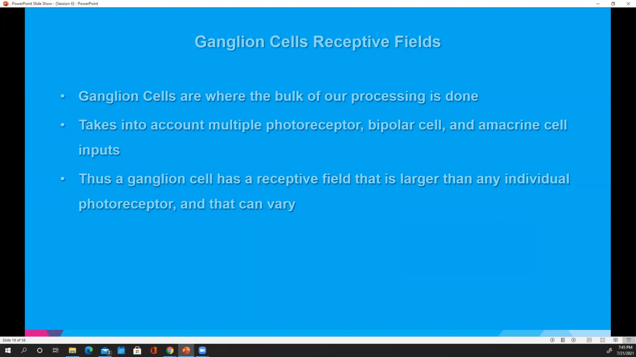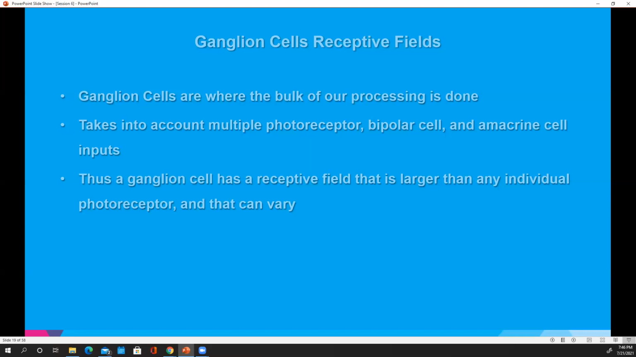Now remember, receptive field is talking in this case about the visual field that a ganglion cell corresponds to. Does that make sense? Okay? So if one photoreceptor is slightly to the left, one is slightly to the right of center, and one is in the center, and those three photoreceptors send their information up and coalesce on one ganglion cell, that ganglion cell's receptive field is going to be all of what those photoreceptors are spanning in terms of the visual field.